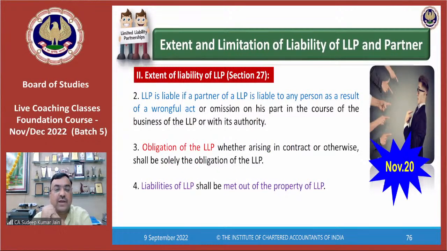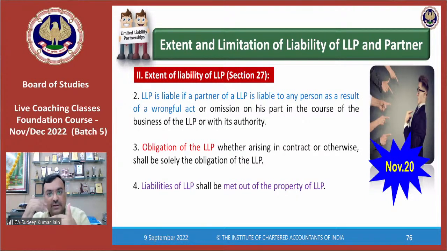Extent of liability of LLP, section 27. LLP is liable if a partner of LLP is liable to any person as a result of wrongful act or omission on his part in the course of business of LLP with its authority. It means if partner is authorized to do any work by the LLP, then for his work, his act, LLP will be liable. अगर एक पार्टनर LLP के द्वारा ऑथराइज किया गया वो काम कर रहा है, उसमें गलती होती है, कुछ बिगड़ता है, तो उसके लिए LLP लायबल। The obligation of LLP, whether arising in the contract or otherwise, shall be solely the obligation of the LLP. The liabilities of LLP will be made out of the property of LLP.